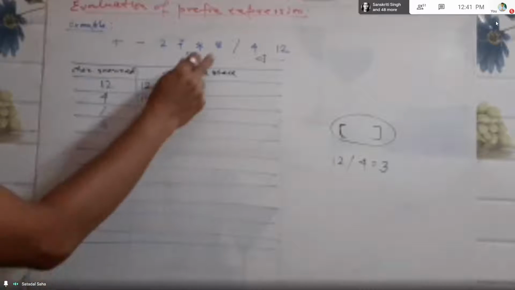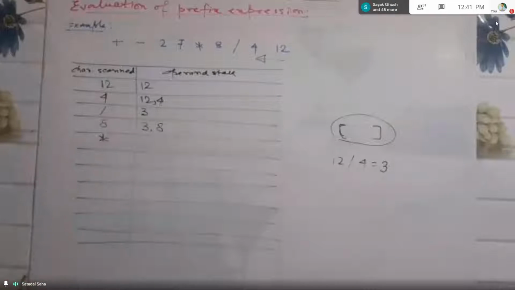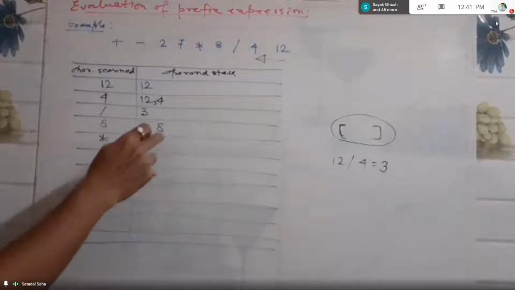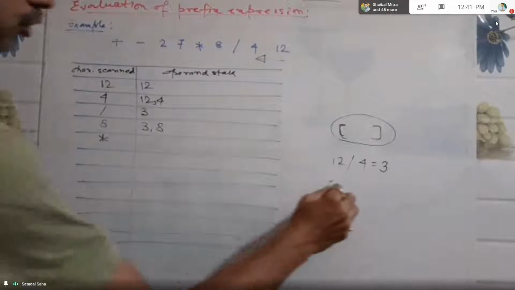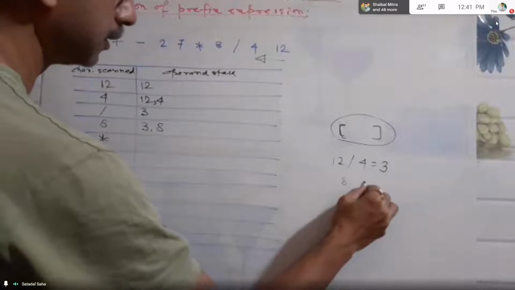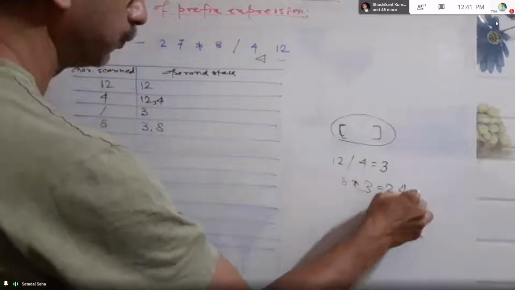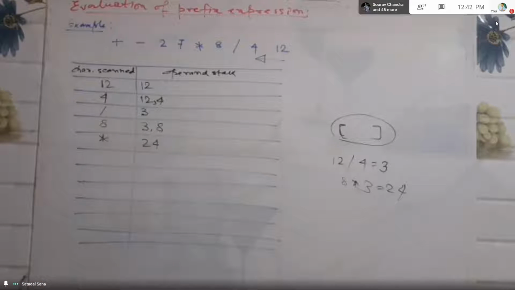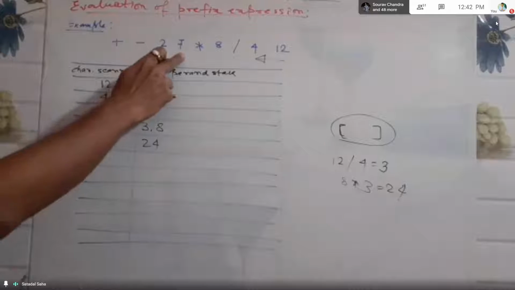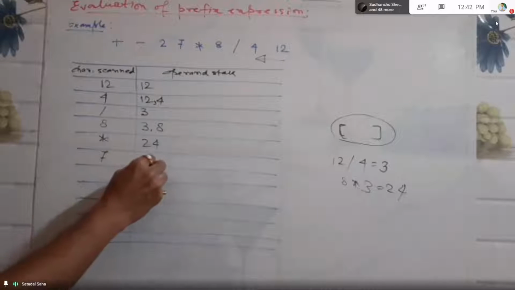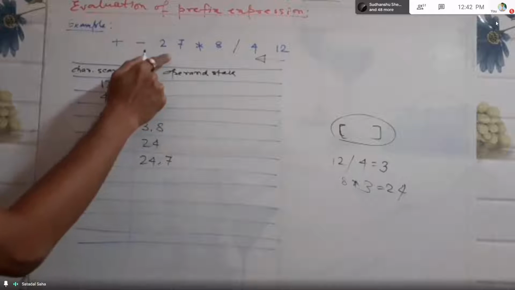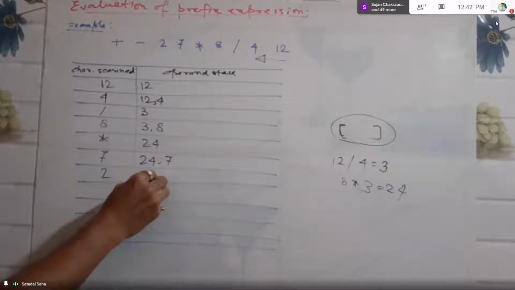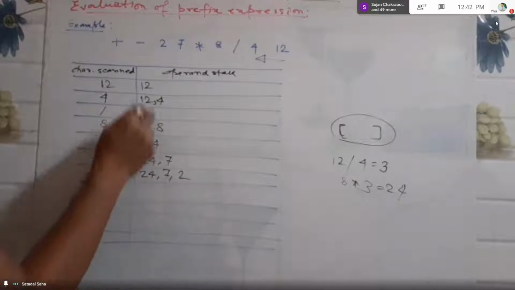And next character scanned is 8. You have this 8. And next is your multiplication. Again, once you get multiplication, you need to pop this 8, pop this 3. So 8 is popped, then 3 is popped. This is 24. So you push this 24 onto the operand stack. And then next character scanned is 7. You have this 24, then 7, then 2, then minus.